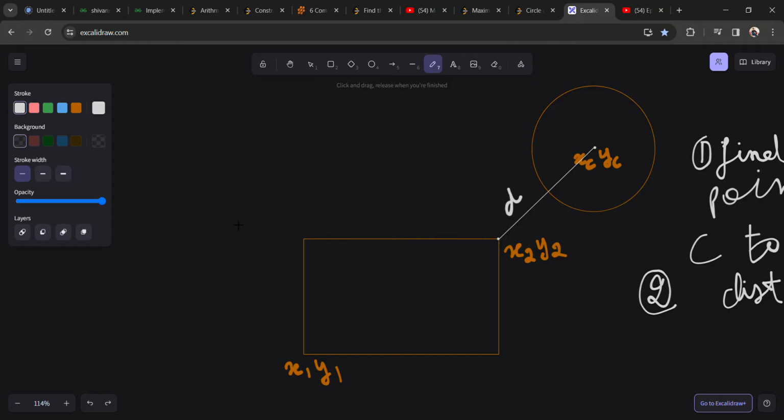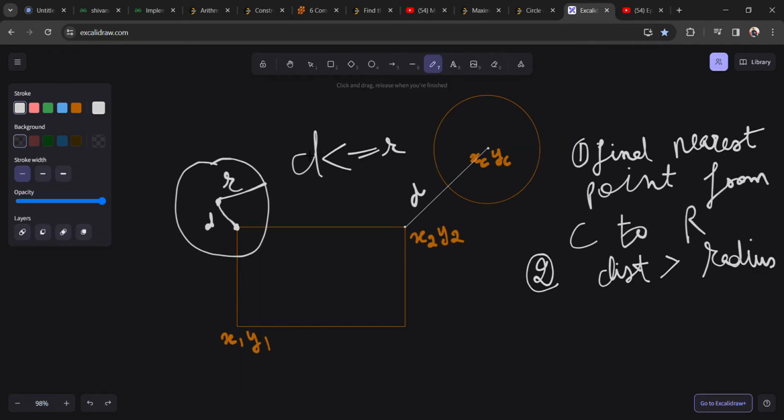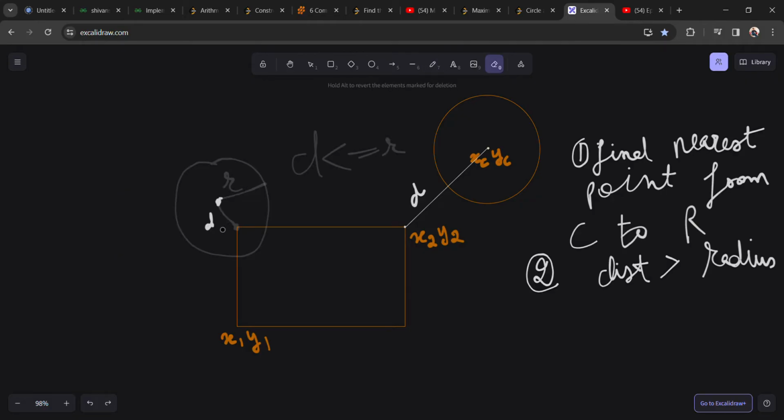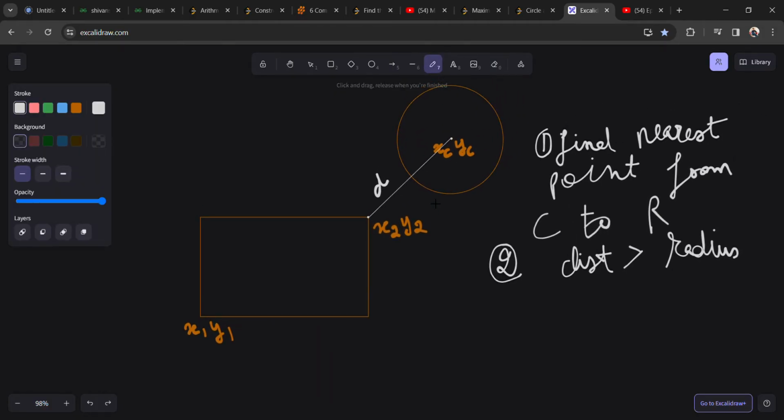But what if this is my circle, and this is the radius of the circle, and this is the nearest point. Now it is clear that this nearest point that I have found is represented with a distance, and this is my radius. If my distance is less than or equal to my radius, then I can say these two are overlapping with each other, and we will be able to find the common point. So in this case I can say just return true if this case exists. So how can I find this particular distance?